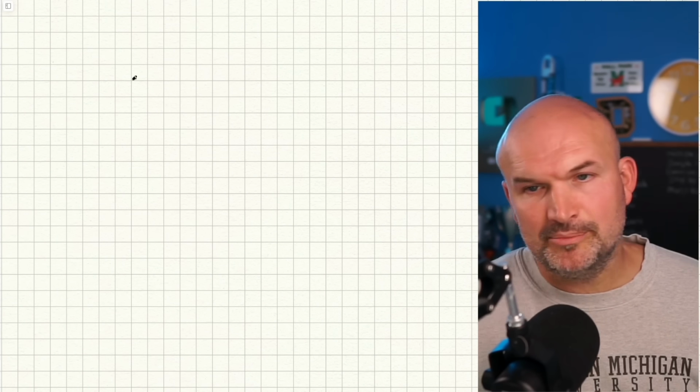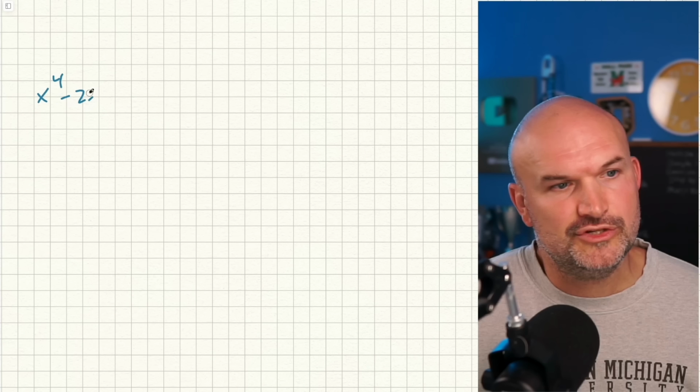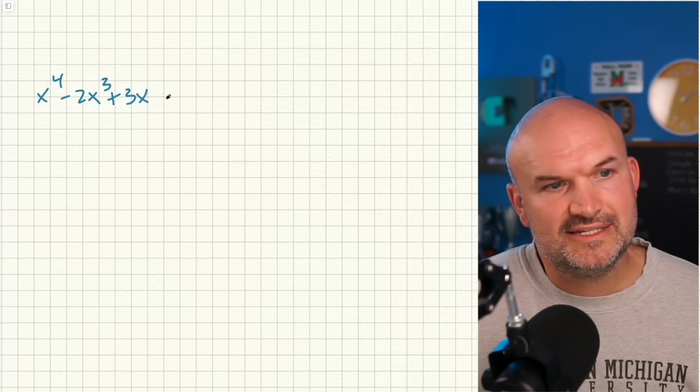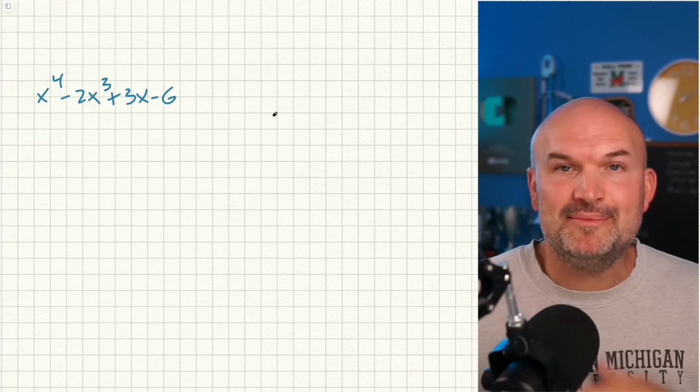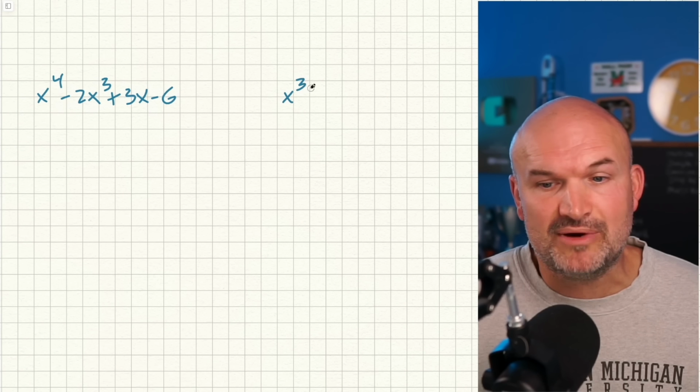When you're learning factoring by grouping, usually your teacher is going to start with a problem like this: x to the fourth minus 2x cubed plus 3x minus 6. But then it comes to the test, or maybe an exam, and you're expected to factor something by grouping, and you see this problem up here.